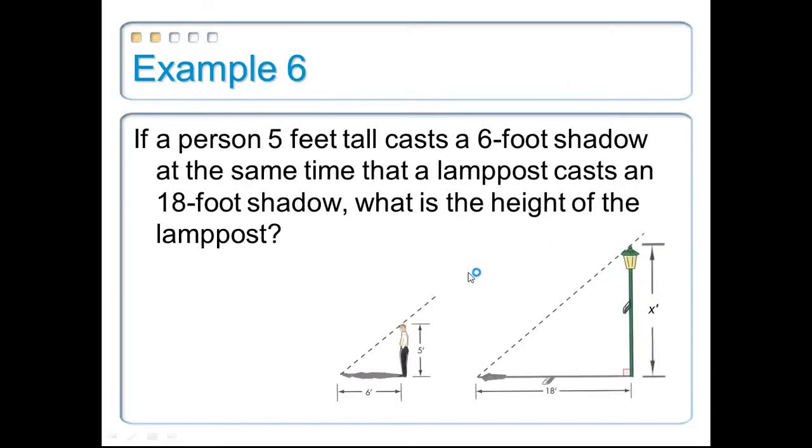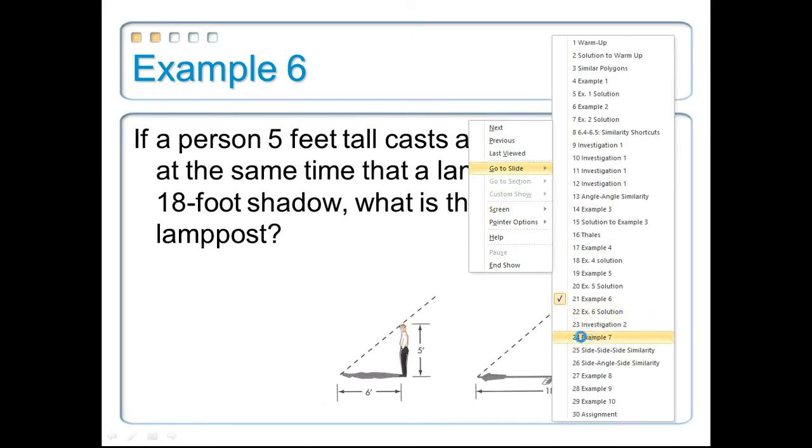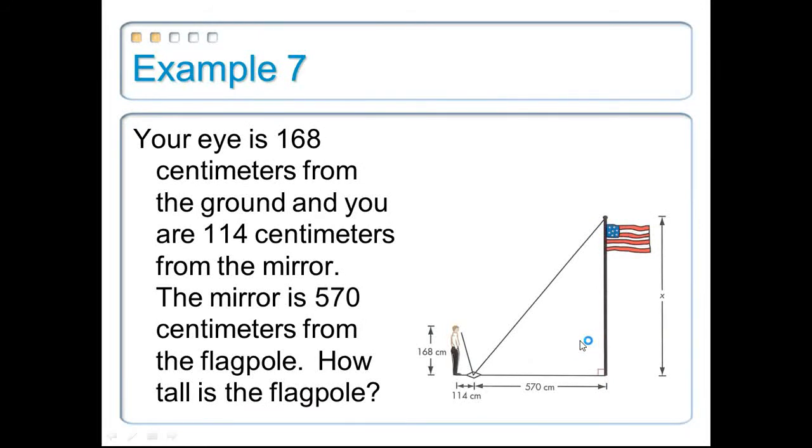Okay, we did that one, wrong example. Okay, so your eye is 168 centimeters from the ground and you are 114 centimeters from the mirror. The mirror is 570 centimeters from the flagpole. How tall is the flagpole? Again, something else that's not that easy to climb, and so it's much easier to just use this. And it doesn't depend on the light from the sun and making shadows. You can do this all the time, unless you don't have a mirror, of course.